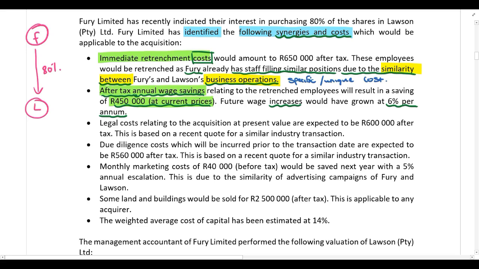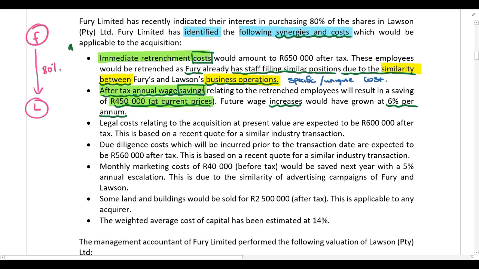For now, I just want you to tell me whether this saving over here is a general saving or a specific or unique saving. Now, if it's a general saving, it means if any acquiring company buys the shares in Lawson, they will have that saving.